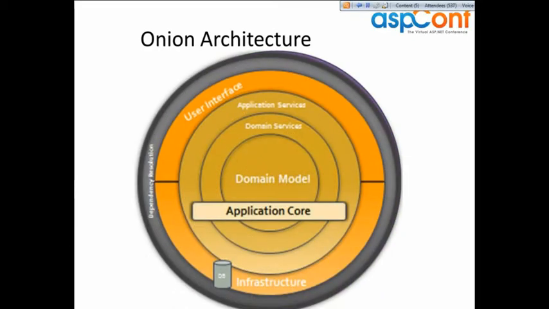If you like different colors, here's another example, basically showing the same kind of thing. Where in the middle we've got the domain model, around that we've got services, and then infrastructure, user interfaces are outside of there.